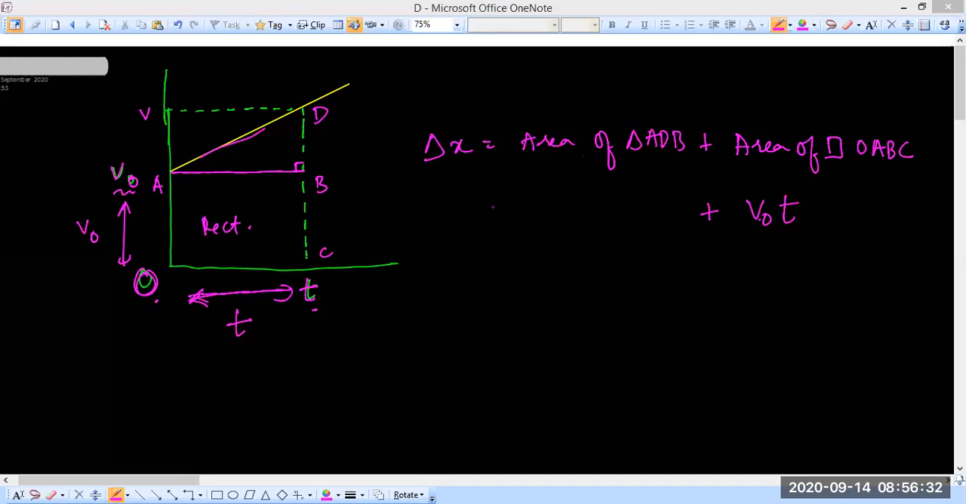And now this is equal to area of triangle ADB. Okay, so we have to look for ADB. For that you need base. Base is already T. And we need height. This one. Can someone tell me what's this? Look at this. This is V0 and this is V. How much is BD?